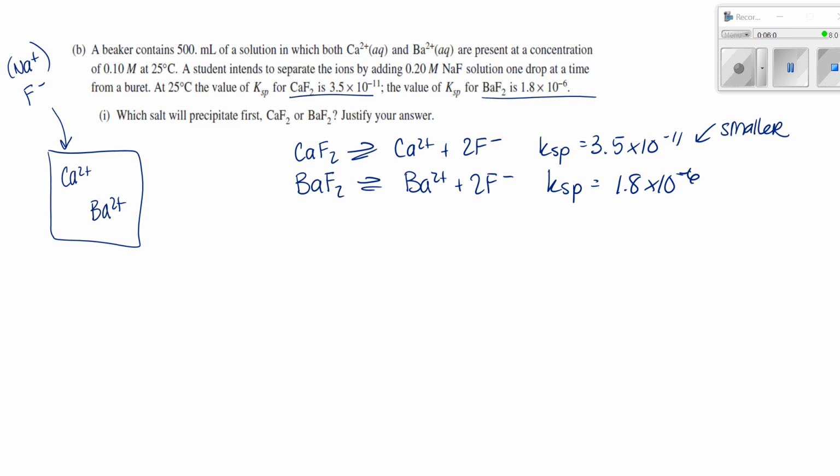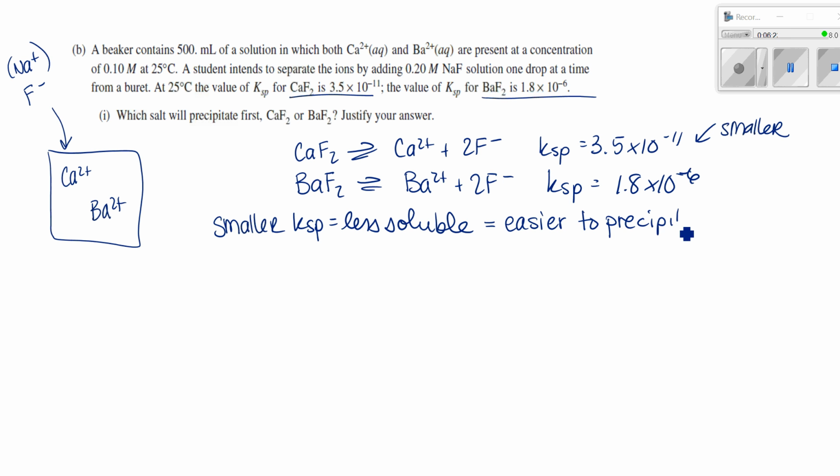And so the way that I typically think about a question like this is I look at the value of Ksp, and I'm going to say the one with the smaller Ksp value is less soluble. And if it's less soluble, that means it is easier to precipitate. So that one is going to form a solid easier. And we can actually see this mathematically.